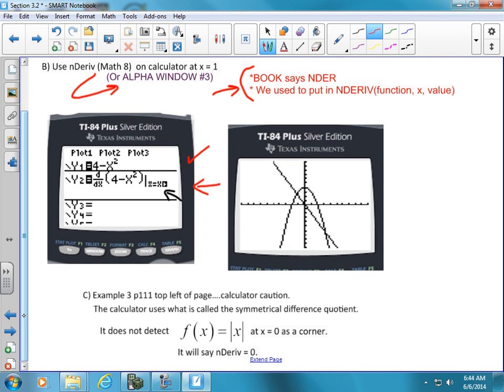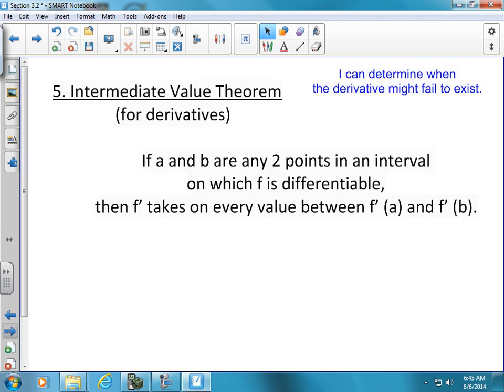Example 3 on page 111 tells you about a calculator caution. You should look at that, because it says basically that if you put in the derivative of an absolute value function, the calculator will say that the derivative is 0, because of the symmetrical difference quotient formula that it uses. Please look at that on page 111 and make sure you understand that. We're not going to go through all that right now, but the symmetrical difference quotient is used on our calculators.